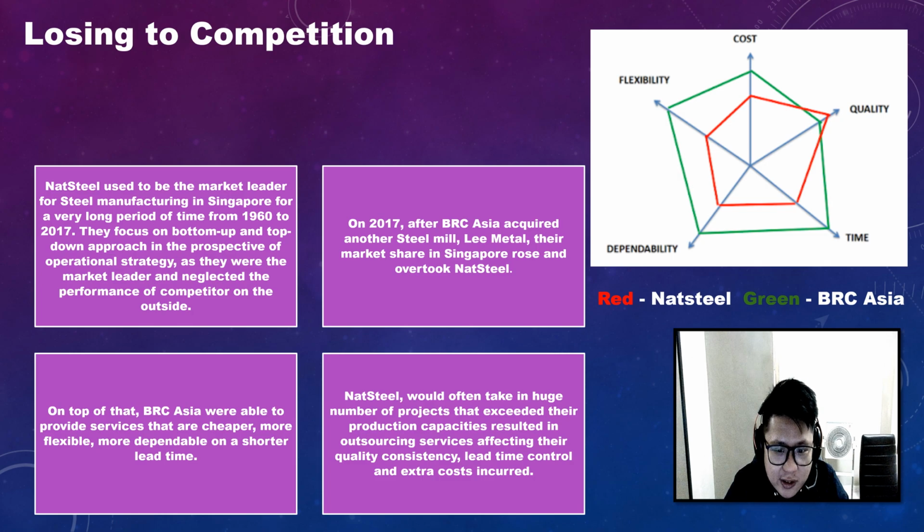All these functions, from 2017 until now, actually cause them to prosper more than NatSteel. To counter that, NatSteel took in a lot of projects which exceeded their production capabilities. As a result, they need to outsource their service, affecting quality consistency and lead time control, and a lot of extra cost is incurred.